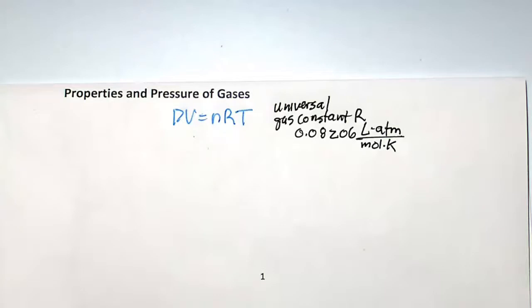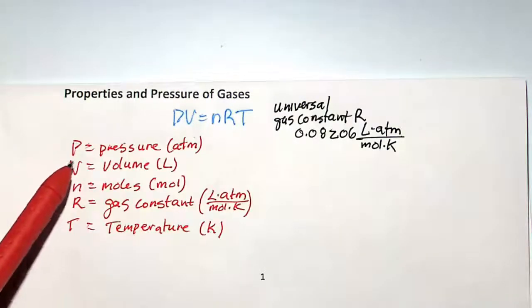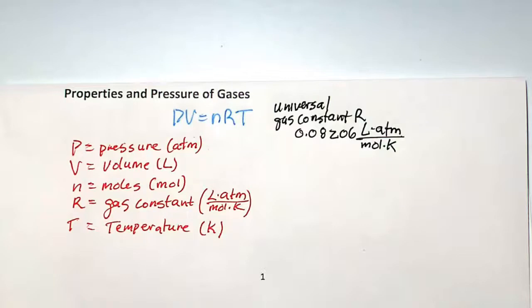There are some interesting relationships that exist between the pressure, volume, number of moles, and the temperature. P is the pressure, which is usually expressed in atmospheres. That is a unit of pressure, but you can also see other units of pressure pop up.